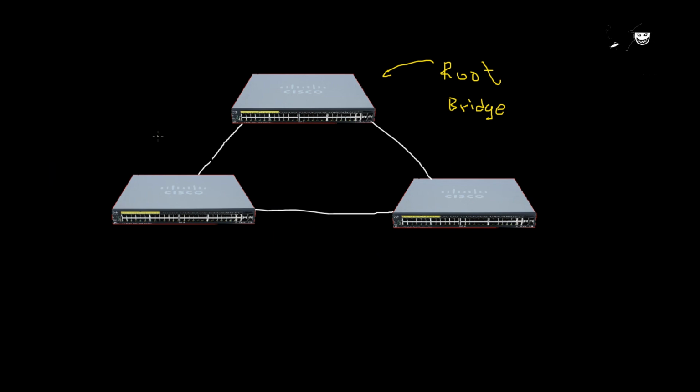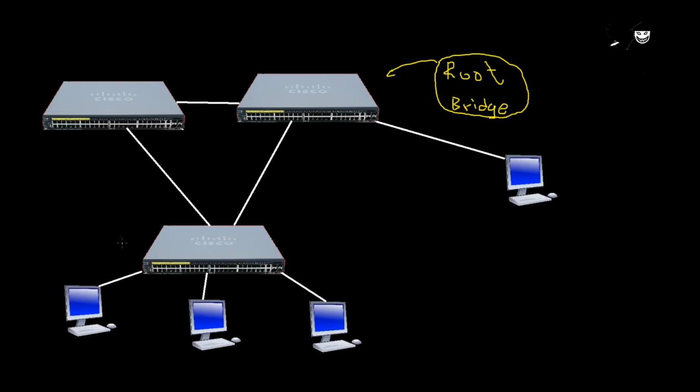There are also designated ports. Designated ports are the ports that are the closest to the root bridge, so all of the root bridge's interfaces are designated ports. In this topology, this is how the STP algorithm will choose the ports.